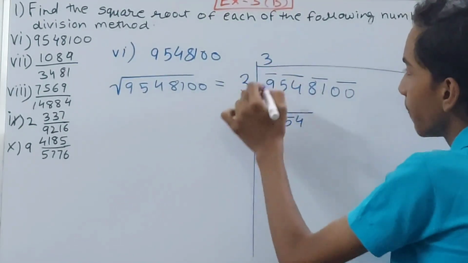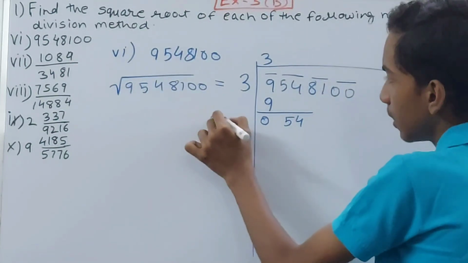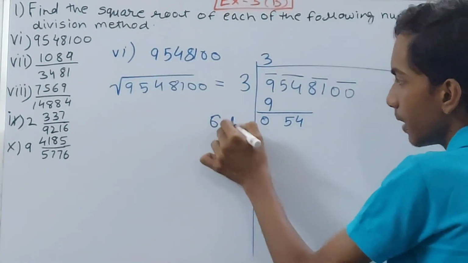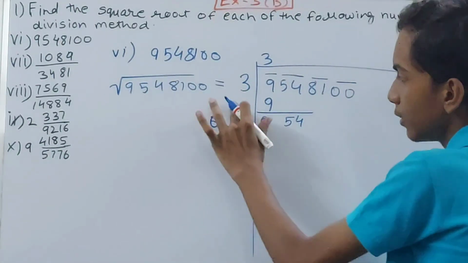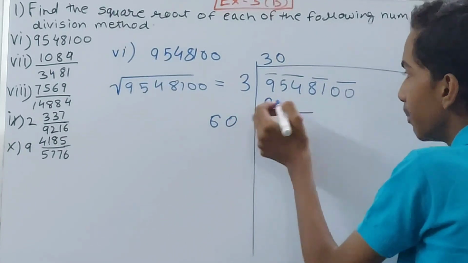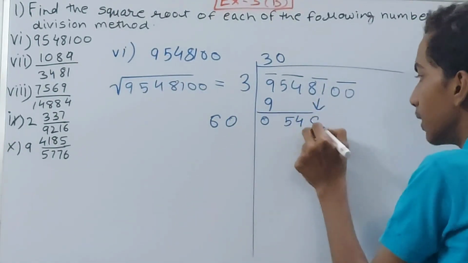54 over here. Now 3 into 2 becomes your 6. 6 and 54, how many times will it go? If I write 1, it will be more than 54. So that means I can put 0 here, 0 here, and bring down the next pair, that is 81.